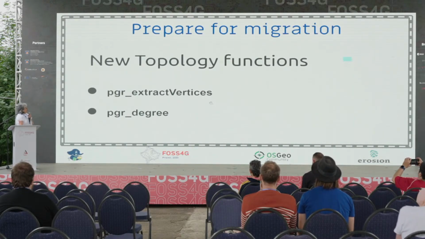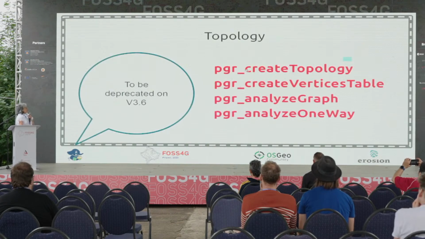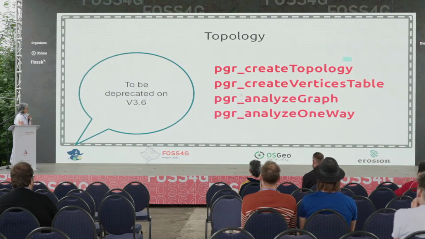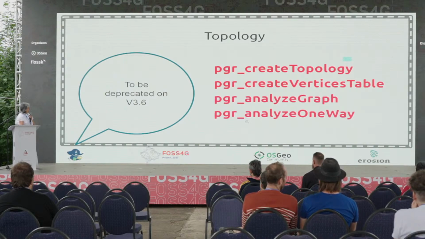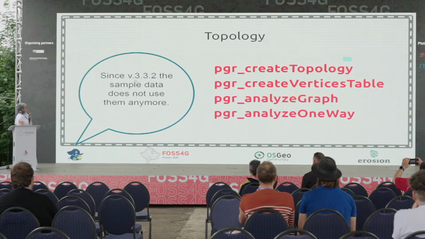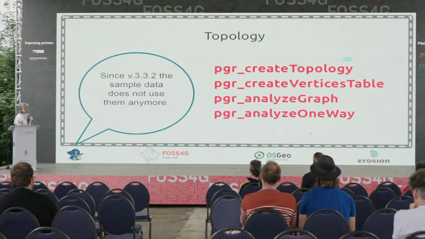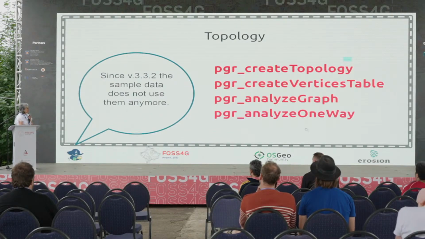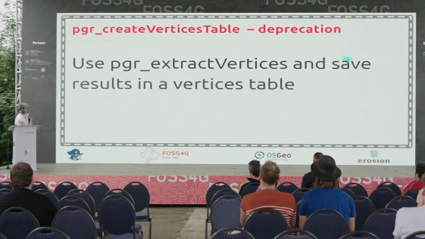We have new topology functions, and we are going to be deprecating these ones. I think we're going to be doing that very soon. It's going to be part of 3.6. Actually, since version 3.3.2, we're not using any of these functions in the documentation, except on the page of the documentation of the functions. For the sample data, we're not using any of these functions. With the new functions, you can work them out.